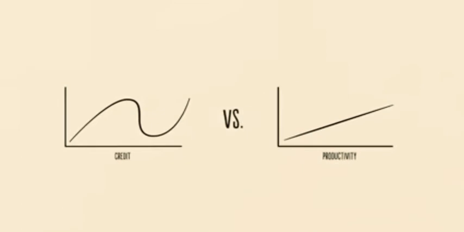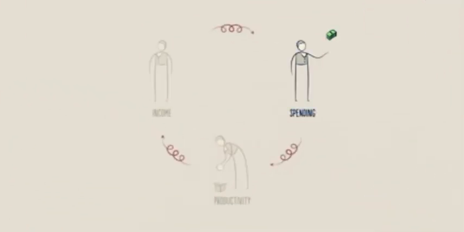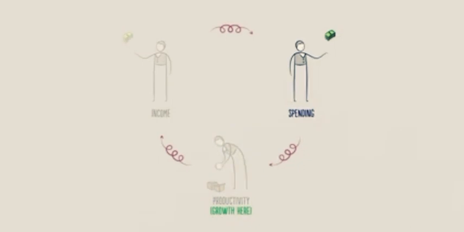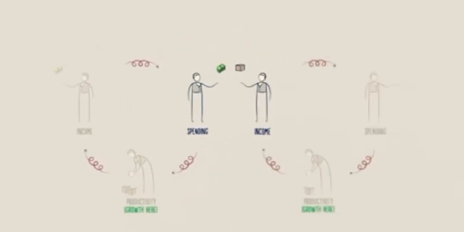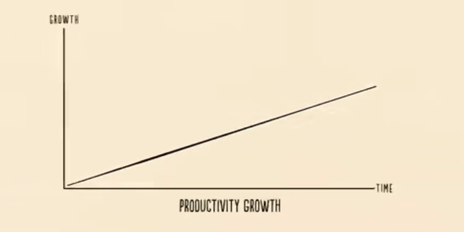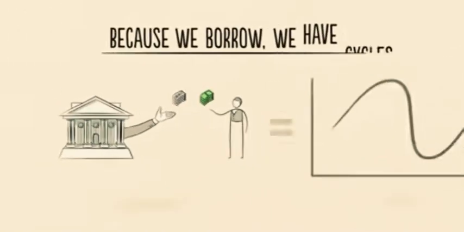Let's for a second imagine an economy without credit. In this economy, the only way I can increase my spending is to increase my income, which requires me to be more productive and do more work. Increased productivity is the only way for growth. Since my spending is another person's income, the economy grows every time I or anyone else is more productive. If we follow the transactions and play this out, we see a progression like the productivity growth line. But because we borrow, we have cycles.